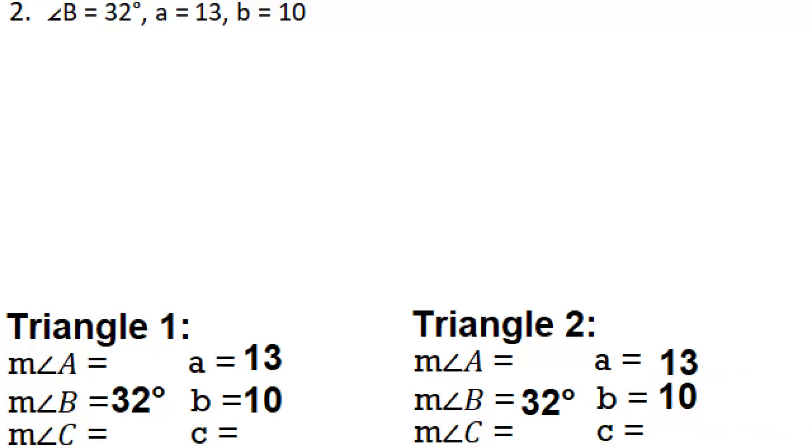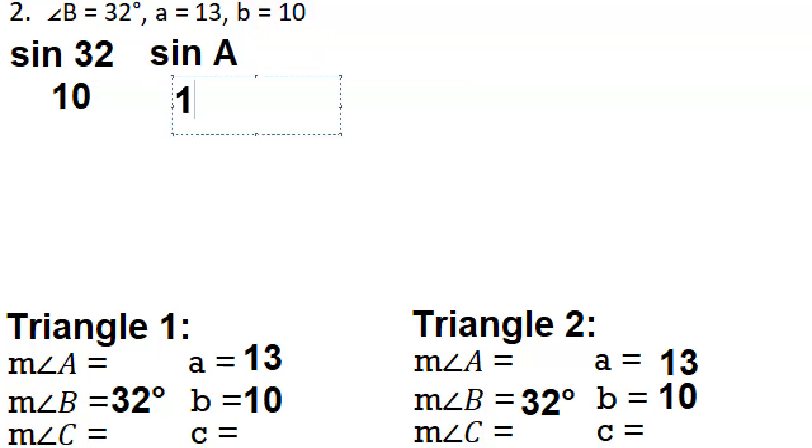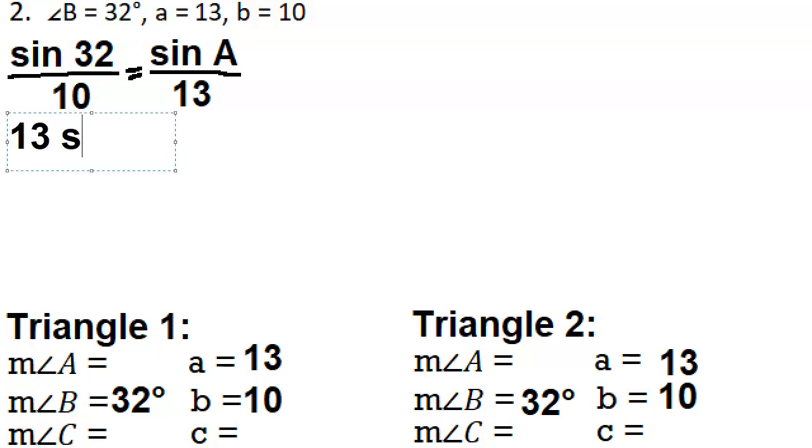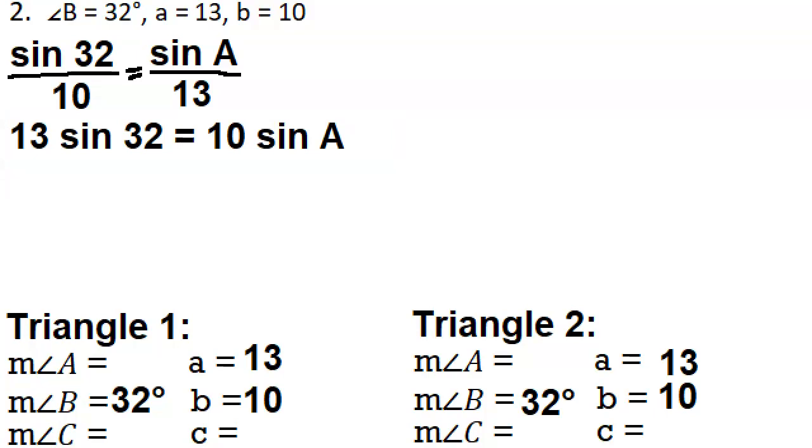Okay, so let's go through and let's set up our work. And let's say sine of 32 over 10 equals the sine of A over 13. Okay, so let's do this, and this, and this. All right, there you go. So we set this up, we cross multiply, we're going to get 13 sine of 32 equals 10 times the sine of A. And then we're going to divide both sides by 10.